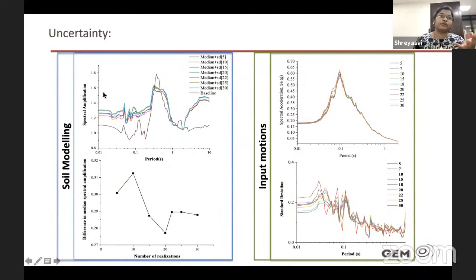In order to take care of that, sometimes we have a single profile and randomize it through previously established models, one by Toro 1995.